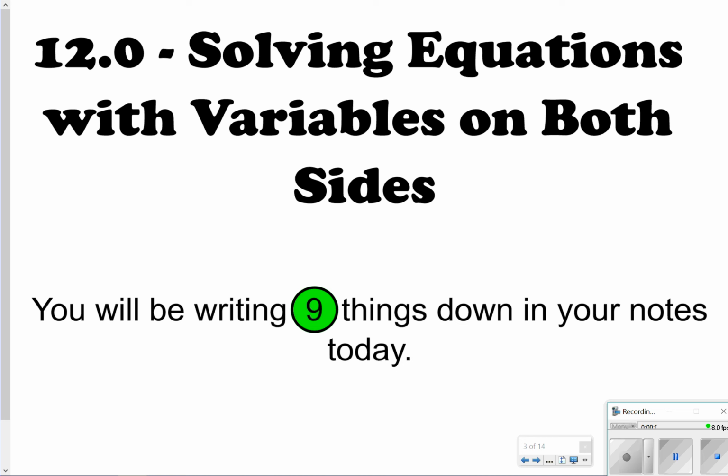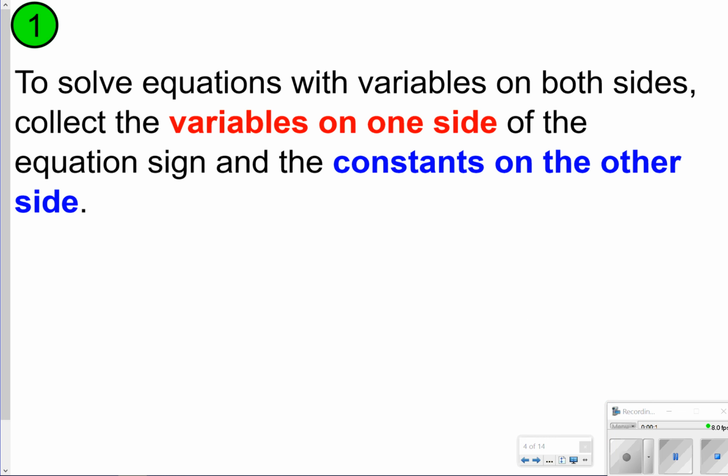Today we're going to be looking at lesson 12.0, solving equations with variables on both sides. Today you're going to be writing down 9 things in your notes, so let's go ahead and get started. The first thing we want to make sure we understand is in order to solve equations with variables on both sides, the variable has to be on one side of the equation sign and the constant has to be on the other side of the equation sign.